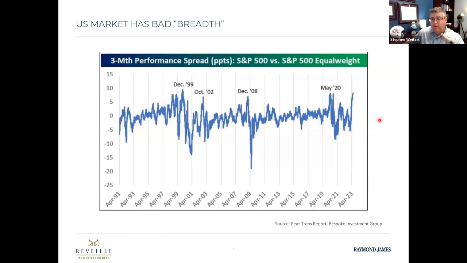We got this from some of our research folks, that the outperformance that we've seen from the cap weighted S&P 500 index is at some of the most extended ranges that we've seen it compared to the equal weight index. So let's talk about that a little bit.